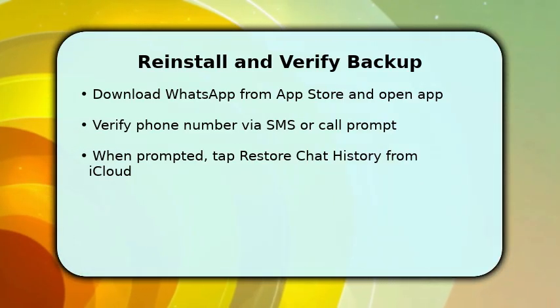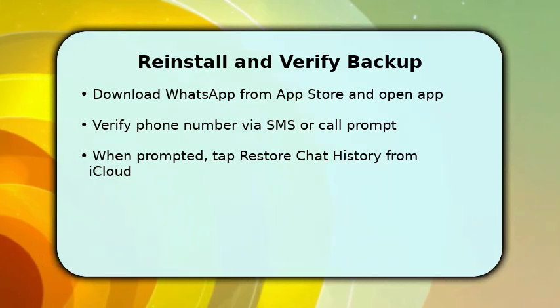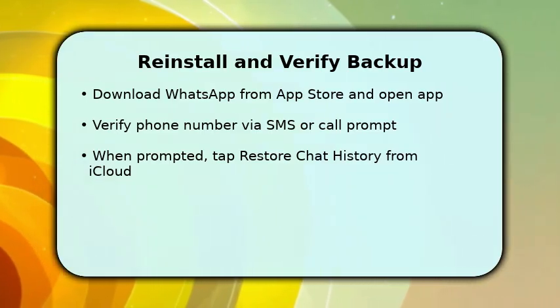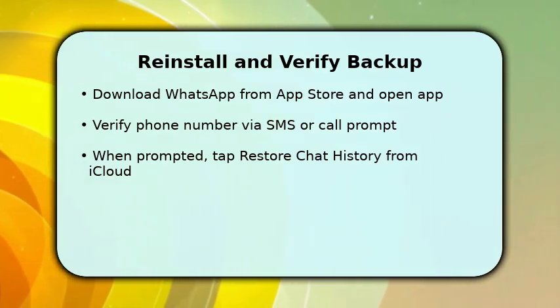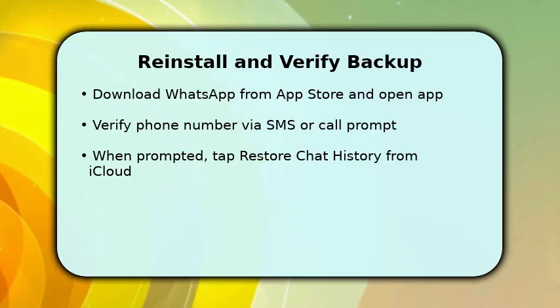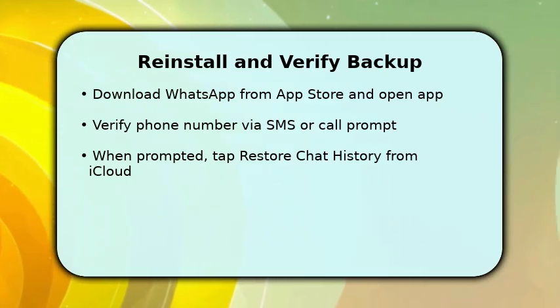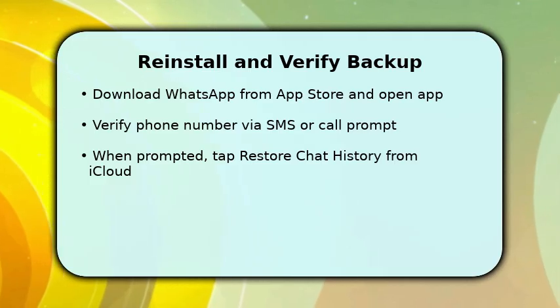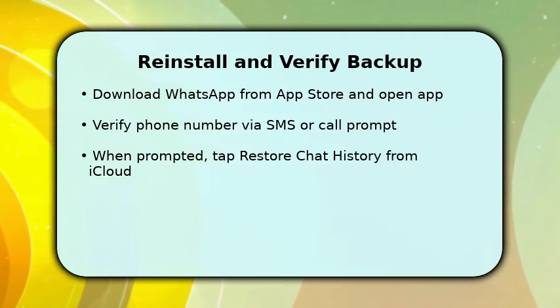When prompted, verify your phone number exactly as used for the backup. This is why same number matching matters. After verification, WhatsApp will search iCloud for a backup. When you see the restore prompt, choose Restore Chat History and allow the process to run.